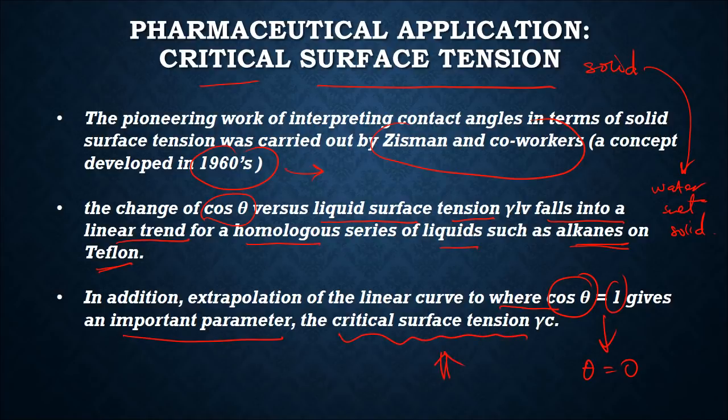critical surface tension. So now, let's say you have a homologous series of alkanes and you have a surface of Teflon. You measure the contact angle of this series of alkanes on the Teflon and plot the graph of the contact angle. Then you will get what you call the critical surface tension. This will be shown in the next slide.